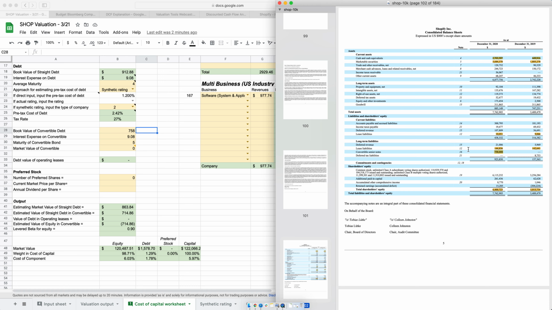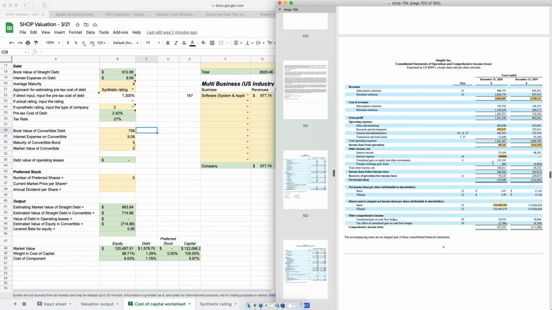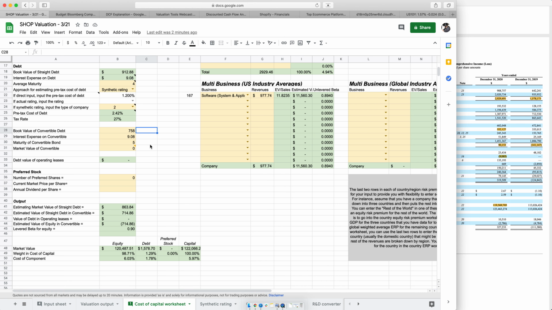Interest expense on that convertible, I believe, is just that 9,000 we saw here, so that's what I put in. Maturity of the convertible bond is 5 here, which is what I put. Market value: I'm not quite sure how this is factored in, so I just left it blank for now.